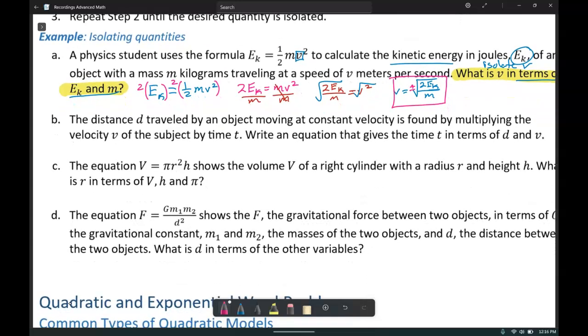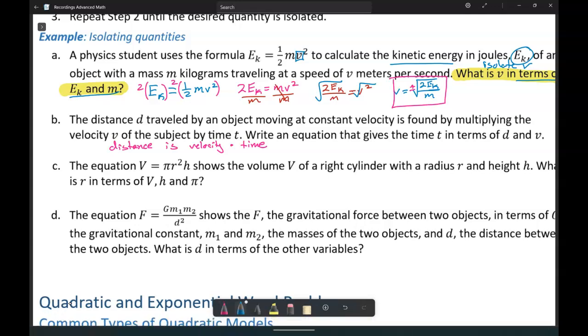Here again, we've got distance and traveling. Write the equation that gives time in terms of distance and velocity. Well, we're going to have to translate our own because they didn't give it to us. So distance traveled by an object moving at a constant velocity is found by multiplying the velocity of the object times time. So distance is velocity times time. And so we can substitute our variables in. And it's asking us to isolate t in terms of d and v. So with d equals vt, well, to isolate t, all we have to do is divide both sides by v. So t equals distance divided by velocity.